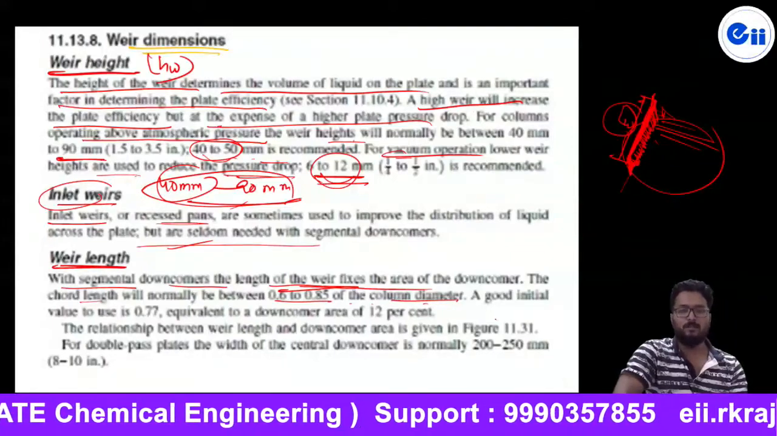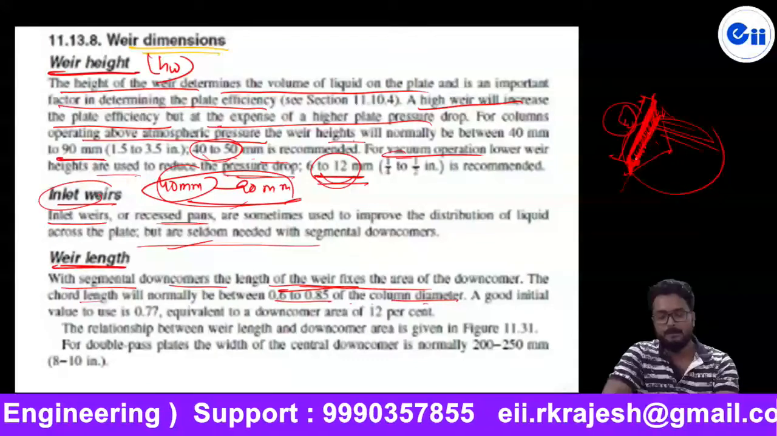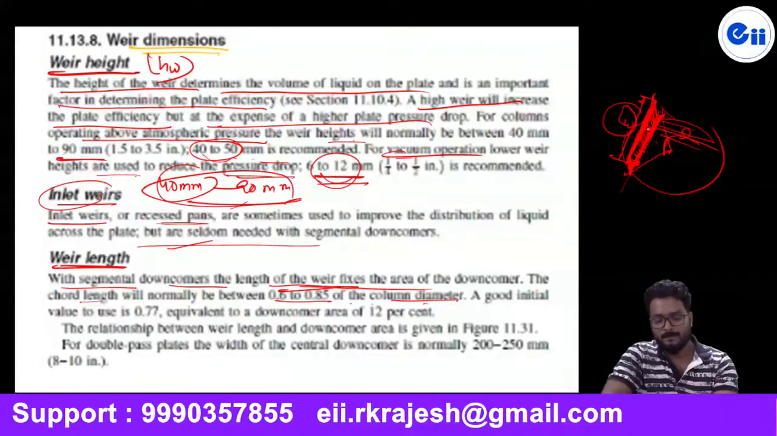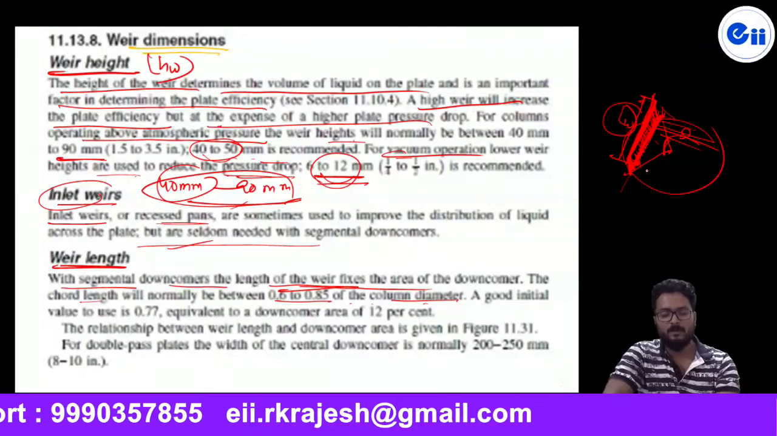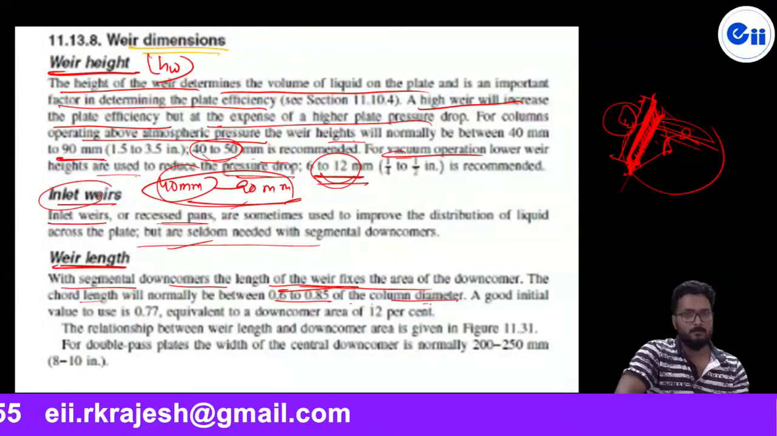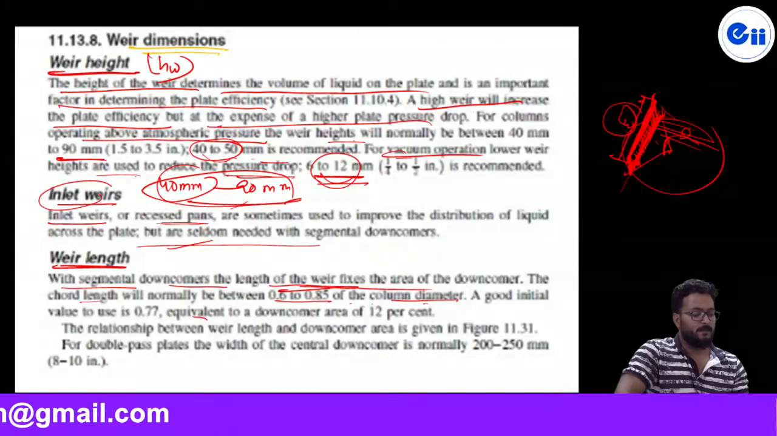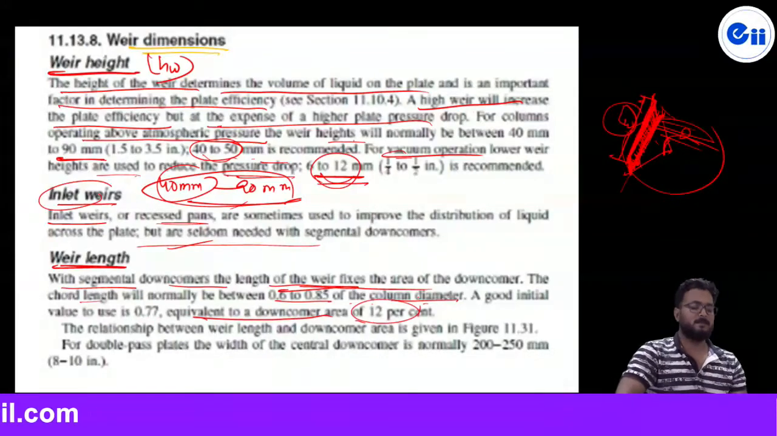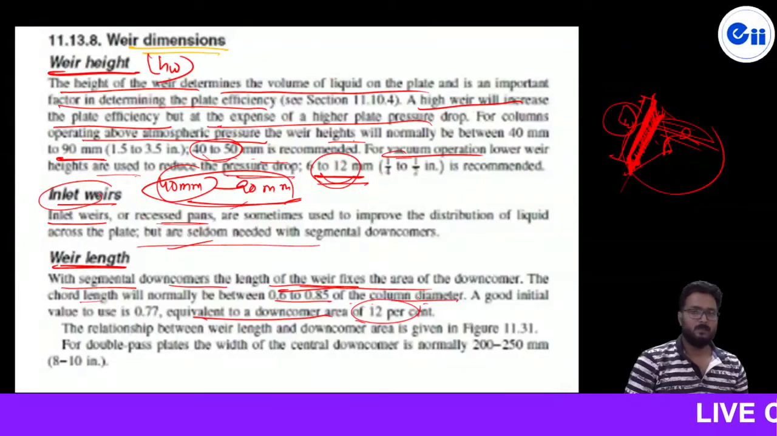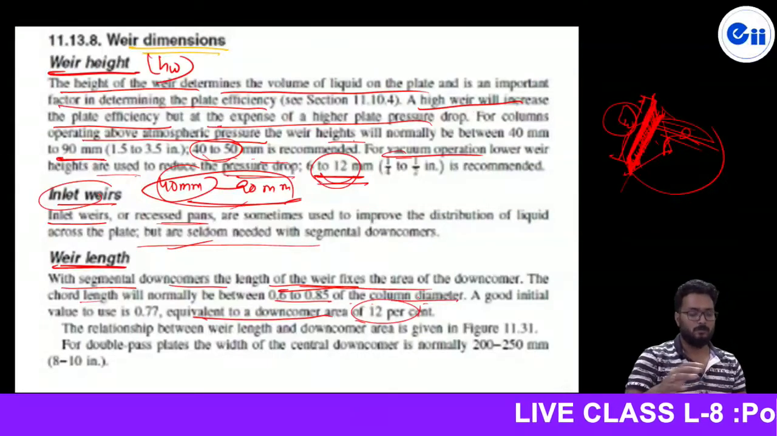The chord length, if you take it from here, this is called theta, and this is your chord length. This chord length will be what? 0.6 to 0.85 of the column diameter. A good initial value is 0.77, equivalent to a downcomer area of 12%. It means that a 12% downcomer area is good, of the total column area. The downcomer area should be 12% of the total column area.